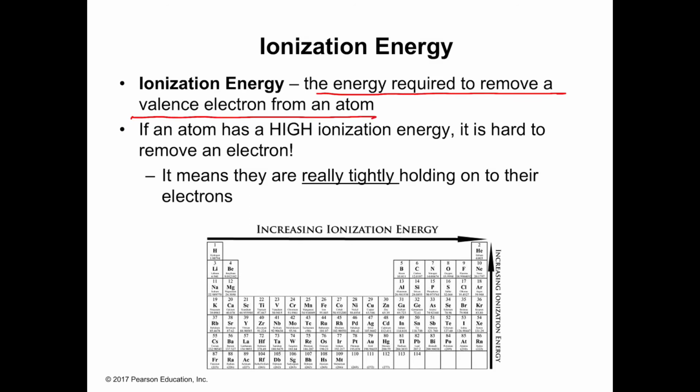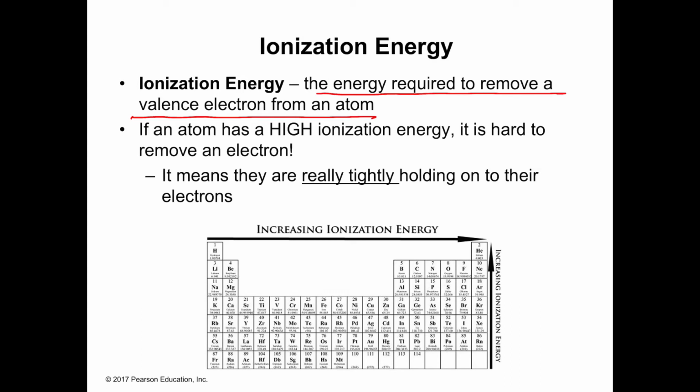If an atom has really high ionization energy, that means it's hard to remove the electron. You can think about it as being like a cost, right? If it has a high ionization energy, it has a high energy cost to pull that electron off. It means that those electrons are being held really tightly to the nucleus. They're really attracted to those protons in the nucleus.